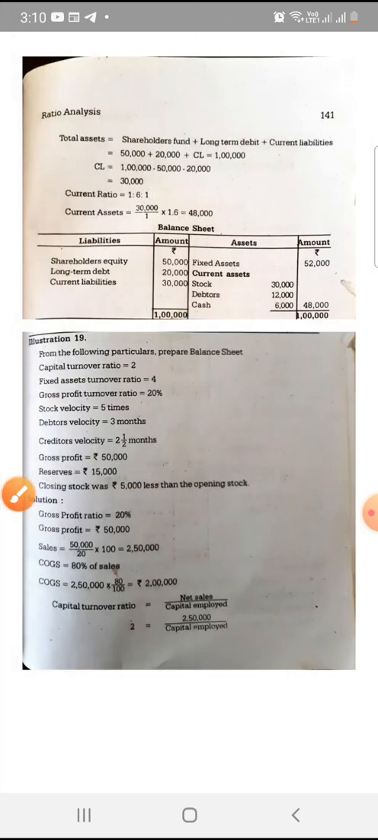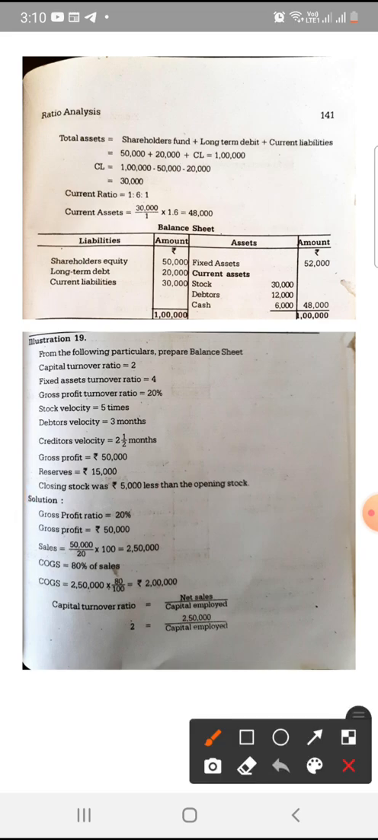Now, how to compute total assets. Total assets is shareholders' equity plus long term debt plus current liability, so you will get current liability. Current ratio is current assets divided by current liability, so cross multiply and you will get current assets 48,000. Now write down all the information: fixed assets, stock, debtors, cash, all this you write here. This is the closing balance. Of the assets 48,000, out of that 30,000 is stock, debtors you have, and cash is the remaining balance.